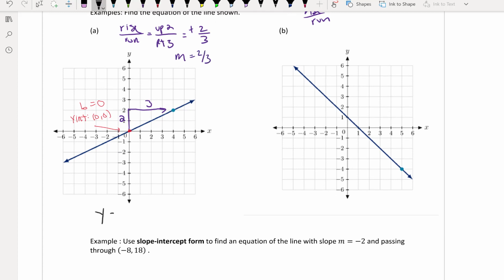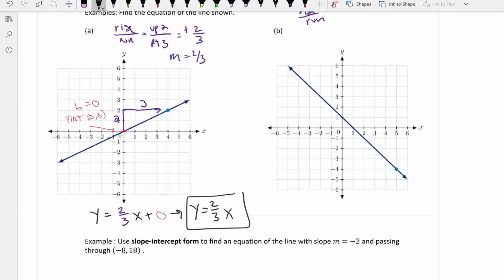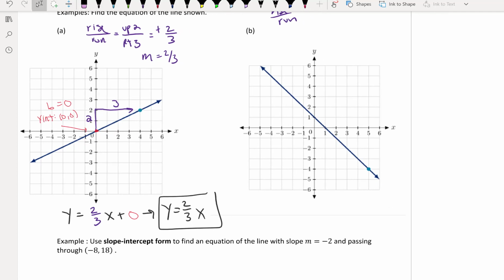So my equation is y is equal to that slope value, 2/3, x plus my y-intercept, which was 0. So really, you can rewrite this as y is equal to 2/3 x, or if you prefer that plus 0, that's fine too. Now let's try this again for part B.